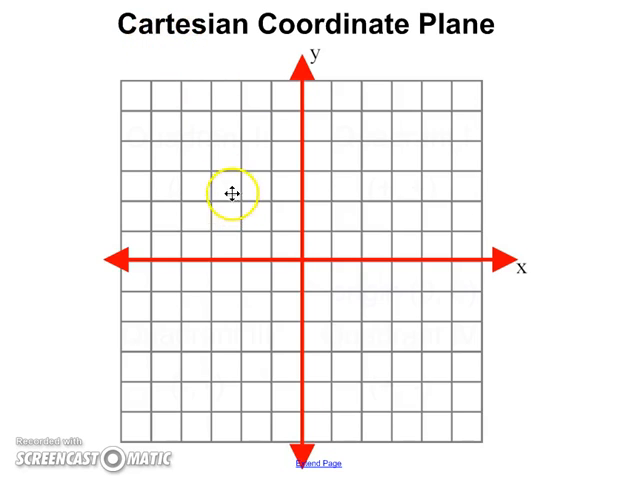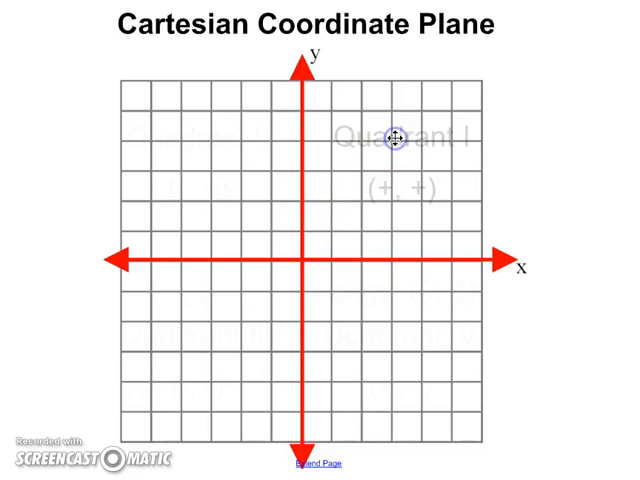The Cartesian coordinate plane is defined by the intersection of two number lines, the x-axis, which is horizontal, and the y-axis, which is vertical. And again, they're just simply number lines. Where they intersect, we call the origin, O-R-I-G-I-N, whose ordered pair would be 0, 0. That would be its location.